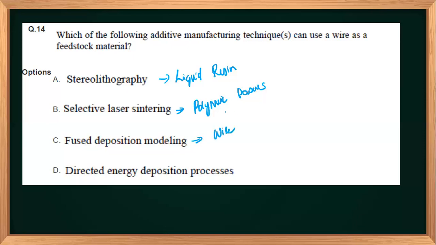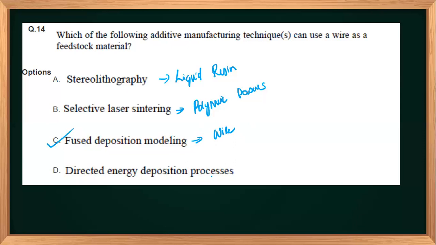It could be mainly powders, meaning polymers. So wire will be fed to an extruder. The extruder will heat the workpiece, the wire, and it will melt the wire and deposit it. That's how deposition is happening in fused deposition modeling. So wire is used, and that is our answer, right?